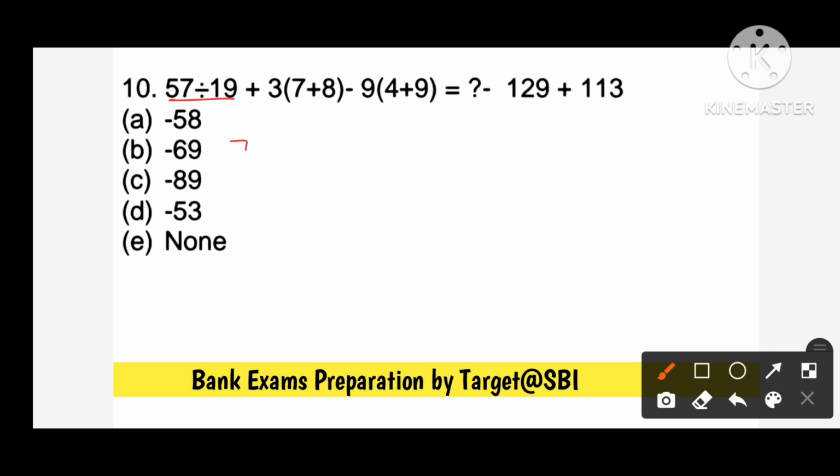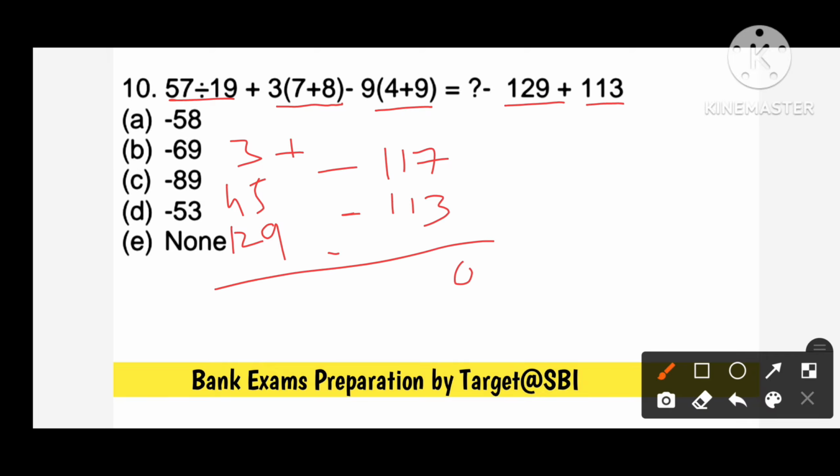19 3 times is 57 plus 3 into 15, which will be 45. Next, minus 9 13 times 117. This comes other side with plus 129. Here plus 113 comes other side with minus 113. So in total we have 10 3 230 here. Here we have 17 7 1 177.